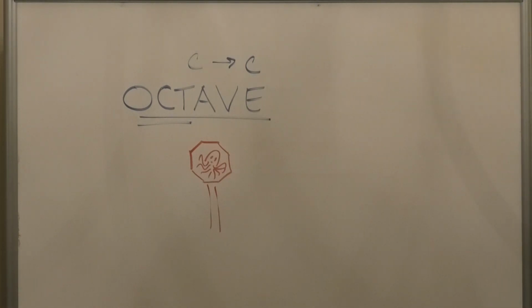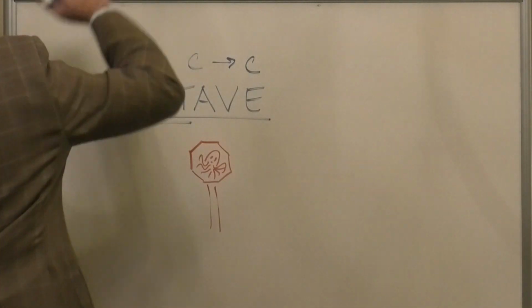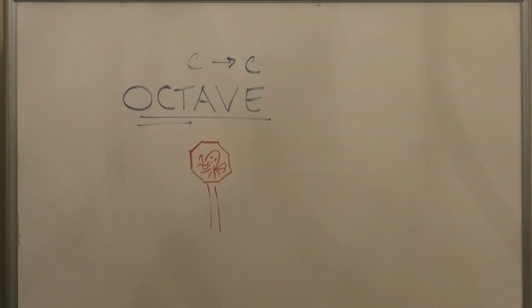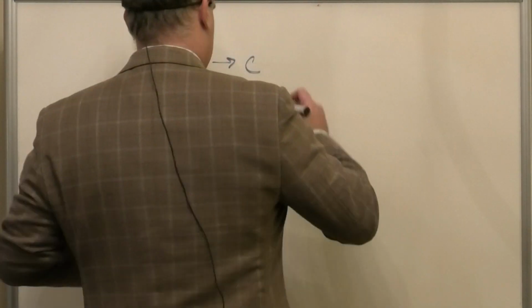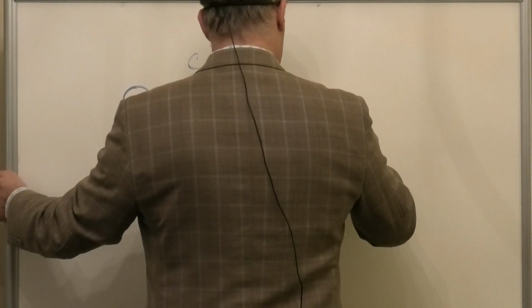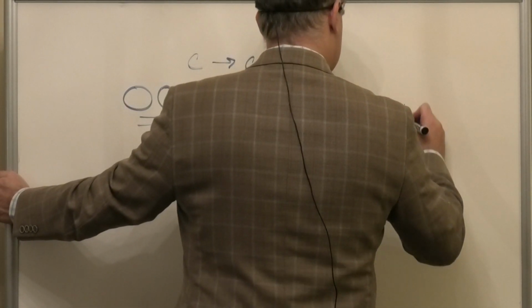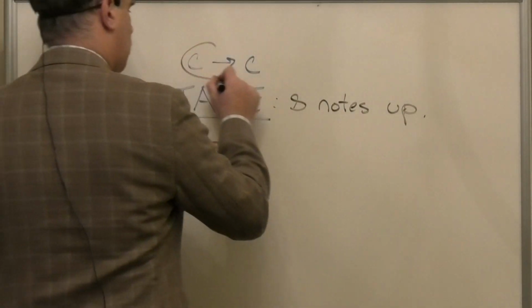From E flat to E flat is an octave. From this D is 2 octaves. Very important word. Octave is 8 notes up on the diatonic scale. It's the same note, or 12 notes up on the chromatic scale.